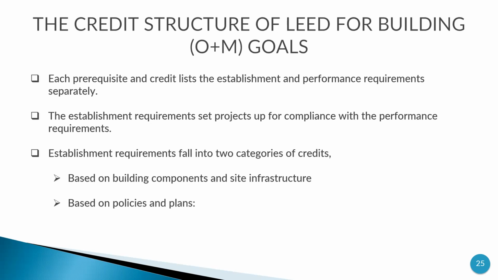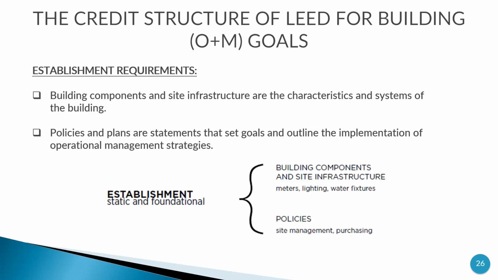Establishment requirements fall into two categories: based on building components and site infrastructure, and based on policies and plans. How are they classified? One, based on building components, means existing building components and site infrastructure. Second, based on policies and plans. Now in establishment requirements, building components and site infrastructure are the characteristics and the systems of the building. Means it's already existing. Correct?